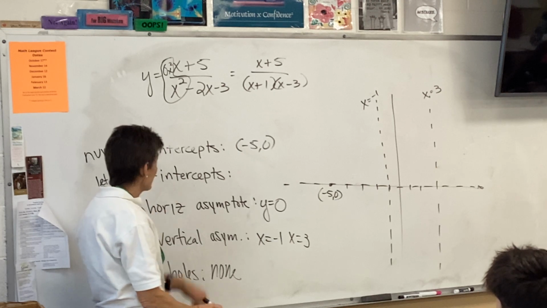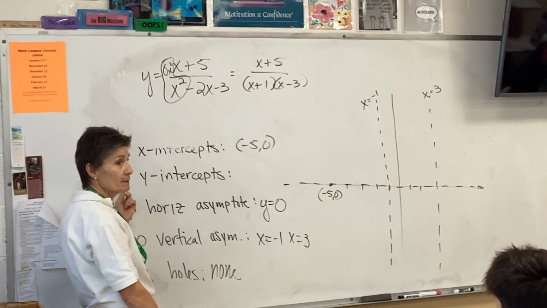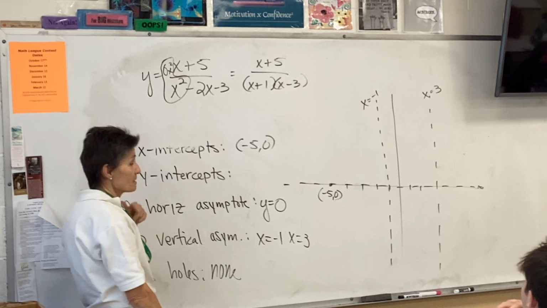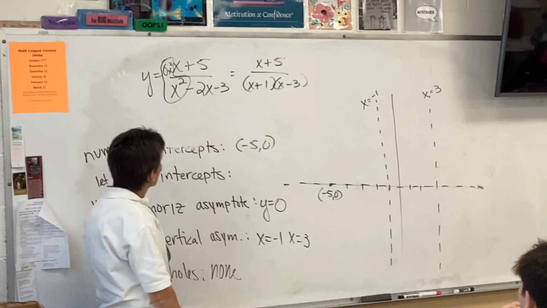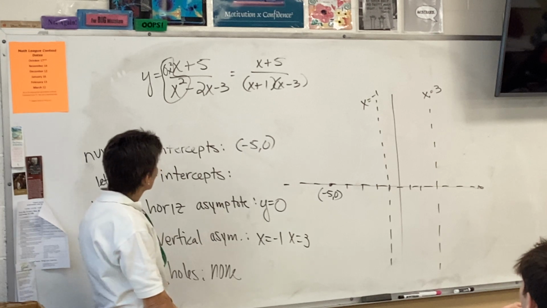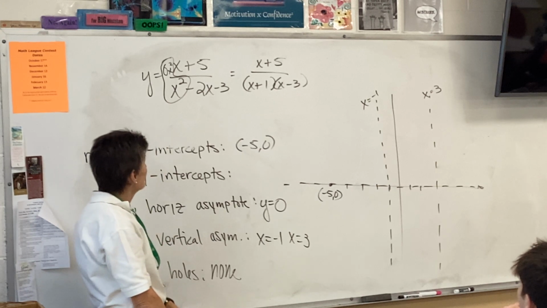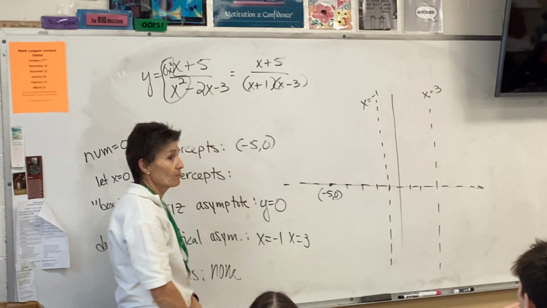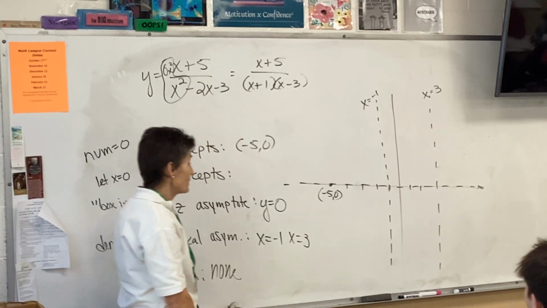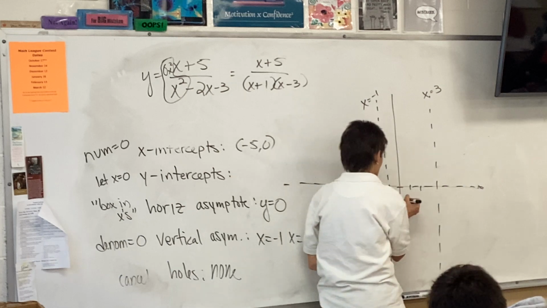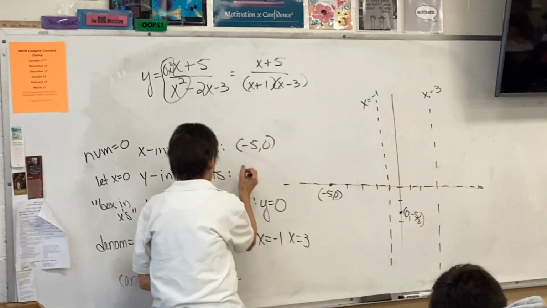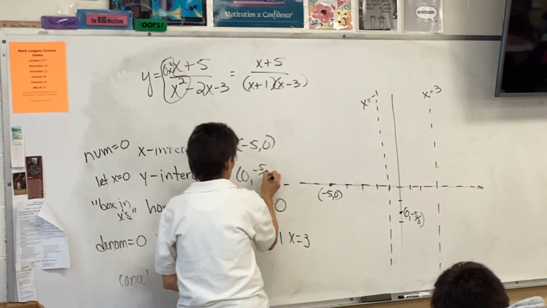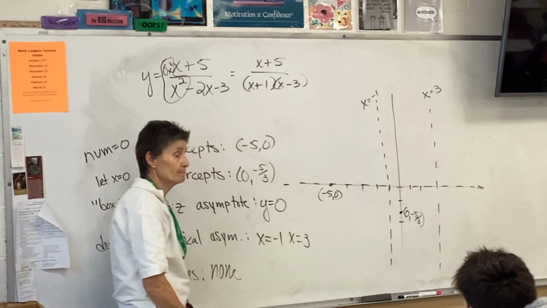Okay, all I need is my y-intercept. How do I find my y-intercept? Let x be 0, wherever you want to do it. It'd be 5 over -3, wouldn't it? So -5/3, which is -1 2/3.